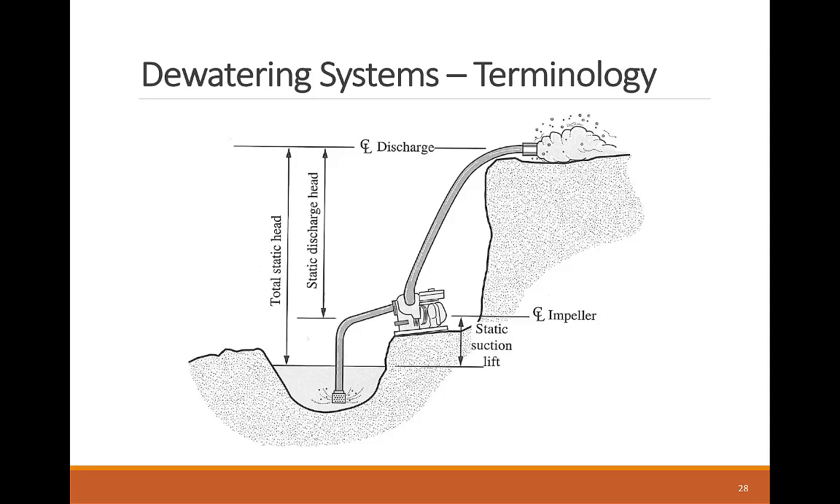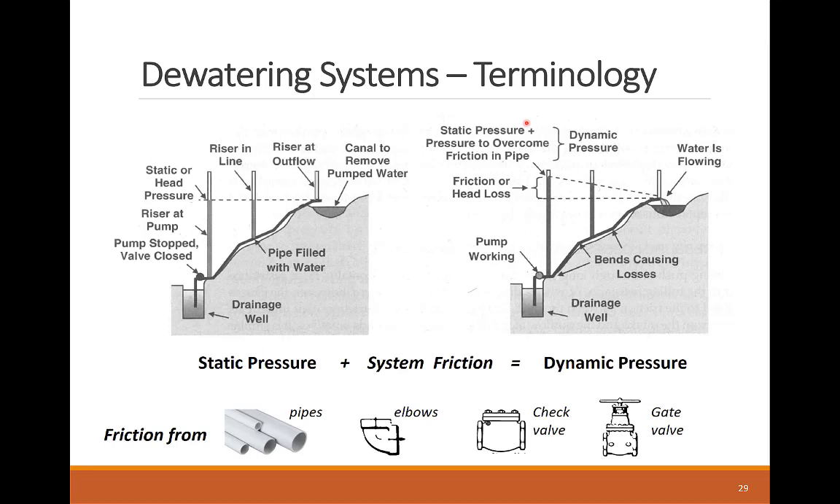Let's now agree on some technical terms. The pump should be designed to lift water from the water surface to the discharge level. The elevation difference between the pump impeller axis and the water surface is called the static suction lift, while the elevation difference between the pump and the discharge point is called the static discharge head. From basic physics, we know that if we placed risers along the pumping pipe, we should see the water rising to the same level in all these risers.